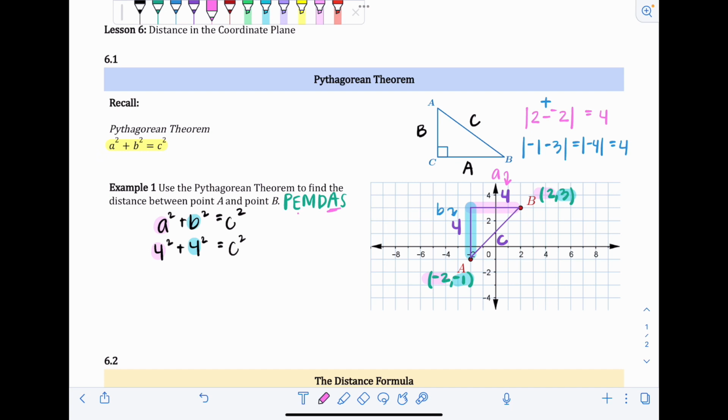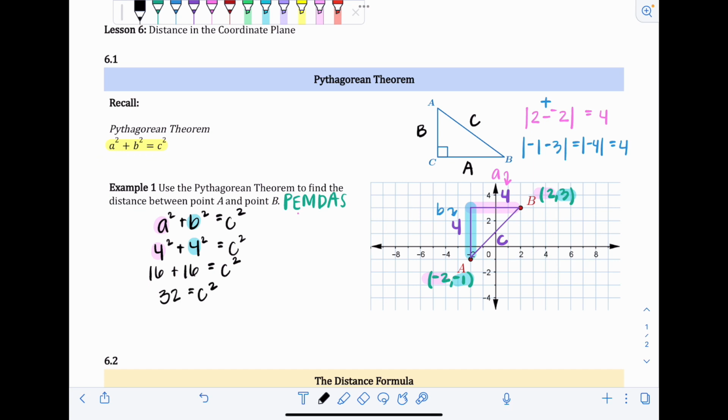So you can't add before you simplify the exponent parts. So we have to square each 4 individually. 4 squared is 16, plus another 4 squared, which is also 16, and that equals c squared. And then 16 plus 16 is 32, equals c squared.